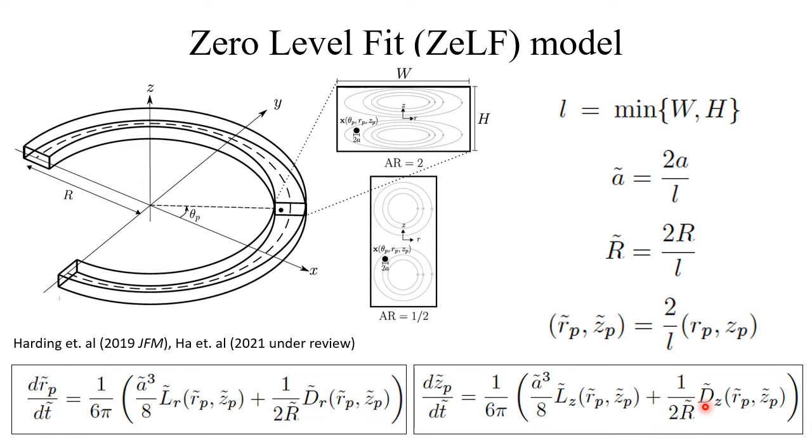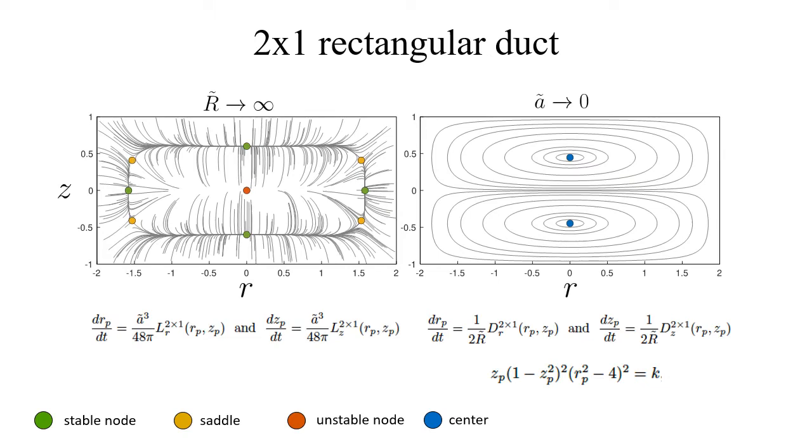In this model, we have two dimensionless parameters: A tilde and R tilde. A tilde is a dimensionless particle size, and R tilde is a dimensionless bend radius. We know that this model is only valid for small particle sizes, so when A tilde is up to about 0.05. All right, so let me start by showing you what happens in the cross-section when only one of the two force fields is dominant for a 2x1 rectangular duct.